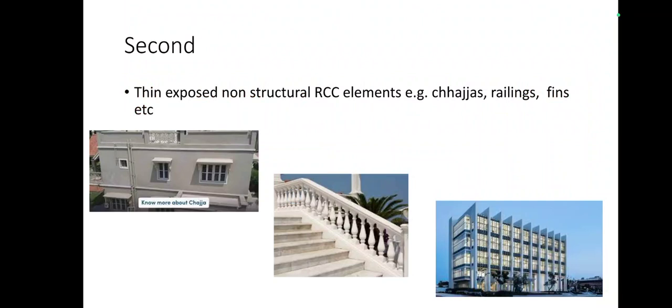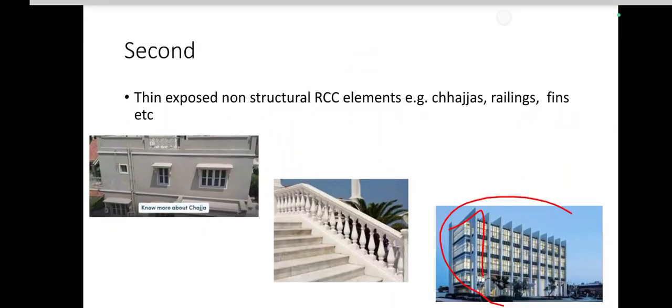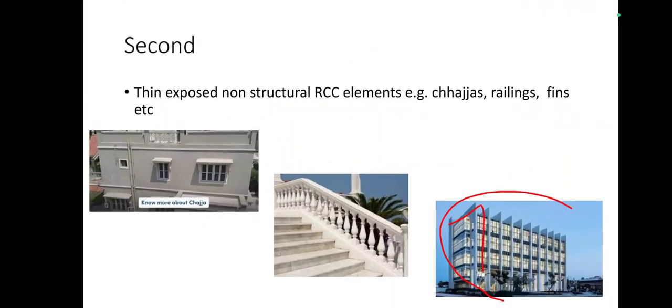Also the railings we provide are made up of thin elements. If it is a concrete structure, water will reach the reinforcement inside. And the fins, provided from an architectural point of view, you can see here the fins provided for a building. These projections, pergolas, are thin elements where the cover depth is less, so water can reach the reinforcement and lead to corrosion.